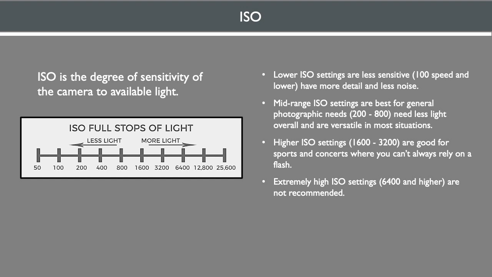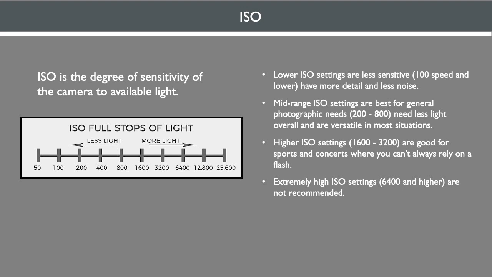ISO is the degree of sensitivity of the camera to available light. ISO is expressed in numbers. Lower ISO settings are less sensitive, have more detail, and less noise. Mid-range ISO settings are best for general photographic needs and need less light overall and are versatile in most situations. Higher ISO settings are good for sports and concerts when you can't always rely on a flash.